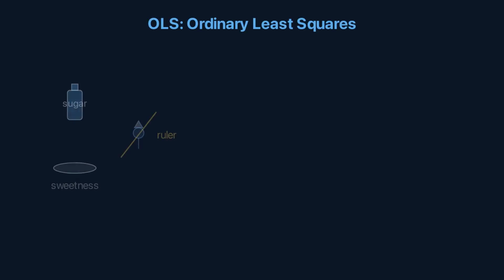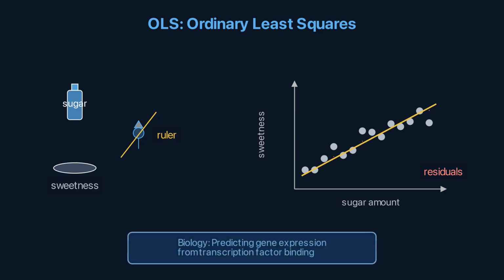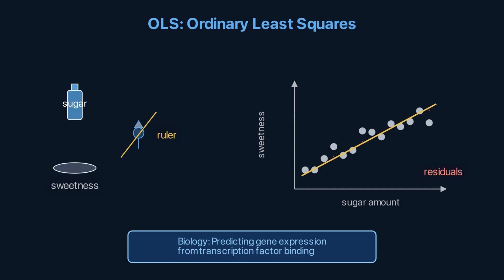Start simple. One ingredient, sugar. One outcome, sweetness. Add the tasting scores on a plot and draw the straightest possible line through them. That line minimizes the total distance from each point to the prediction. This is ordinary least squares, the foundation of every regression method. In biology, this is predicting a gene's expression level from a single transcription factor's binding strength. One predictor, one outcome, one straight line.